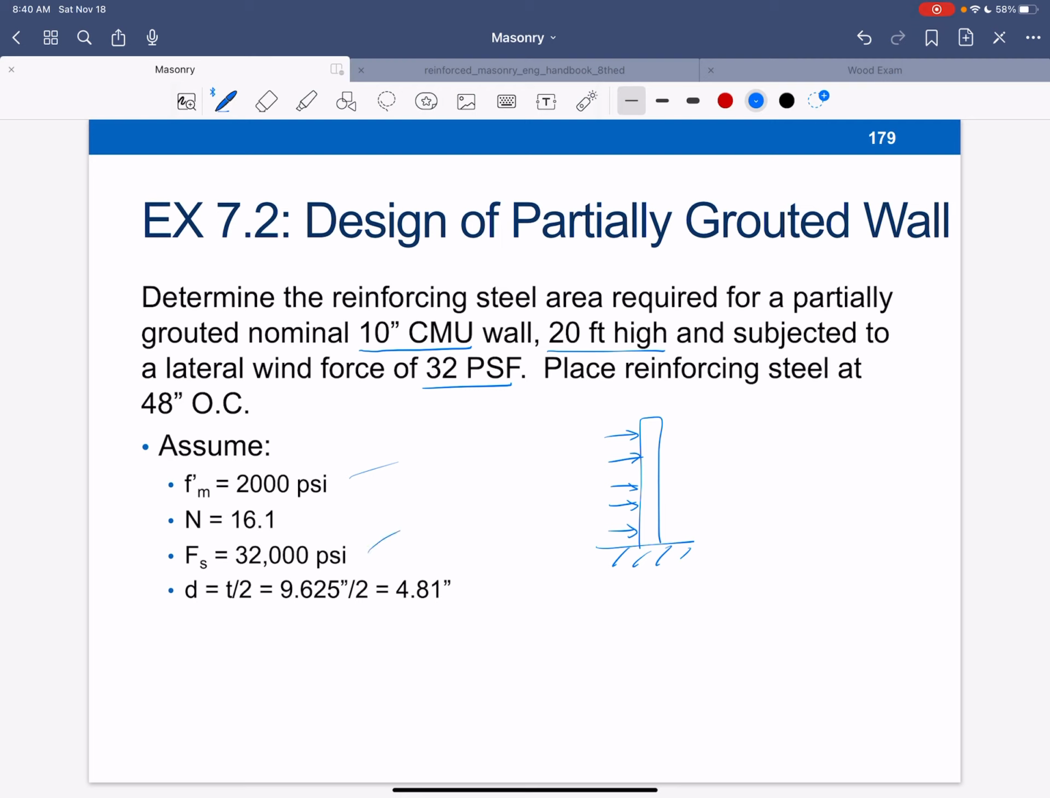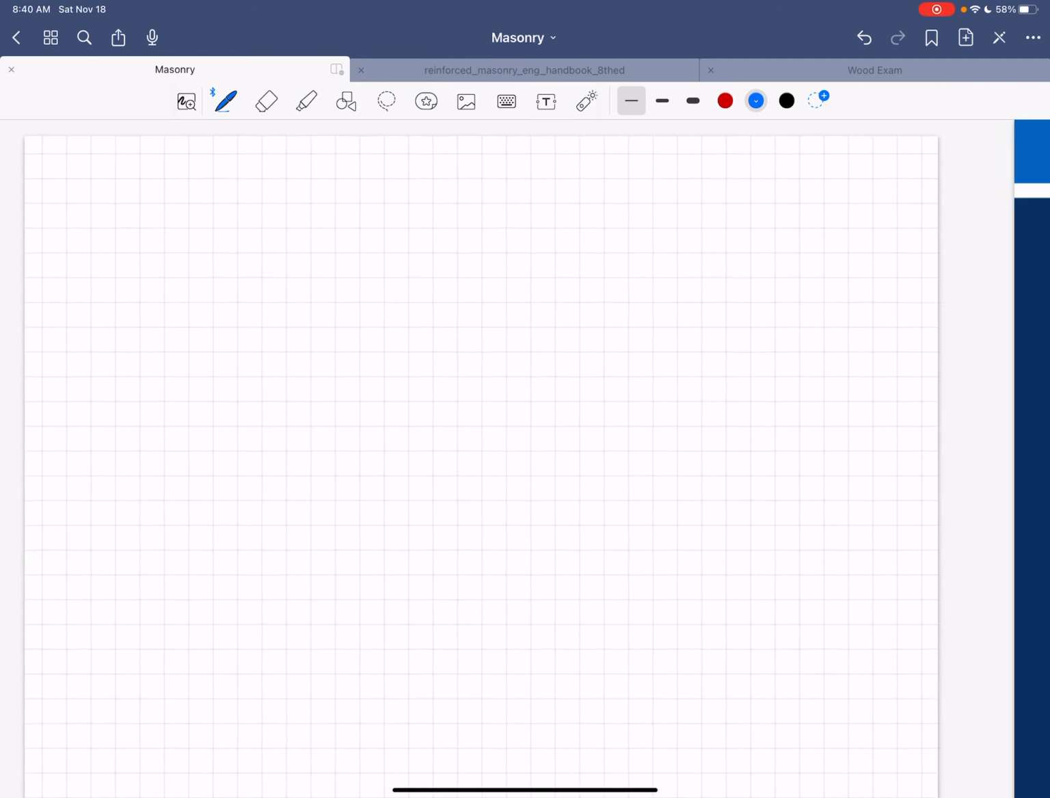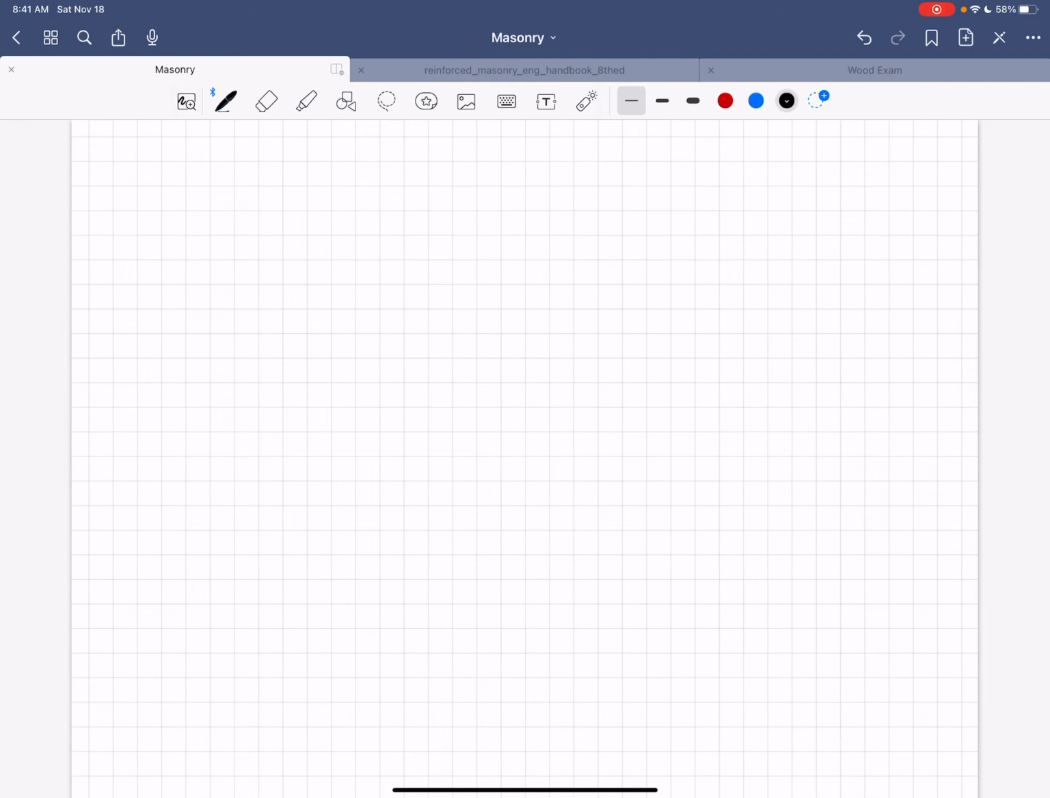It's the normal stuff. They gave us d, but d is just the thickness of the 10-inch wall divided by 2, and you can carry more digits if you want on this. I'm not sure why they gave us what to assume to that detail. We know these things, but that's fine. All right, so let's go ahead and run through this problem.